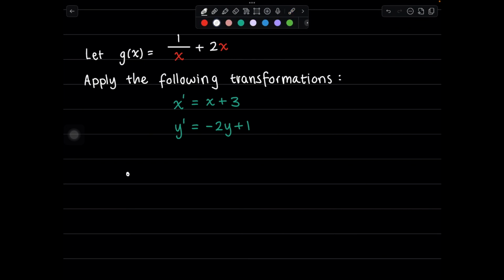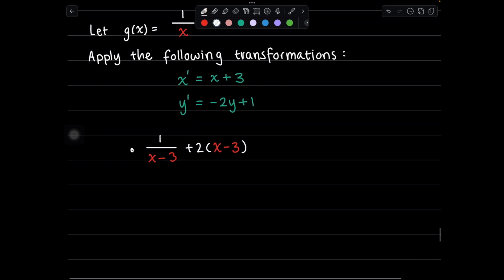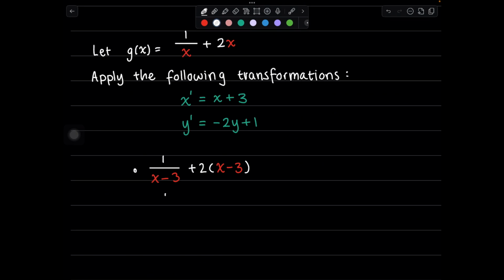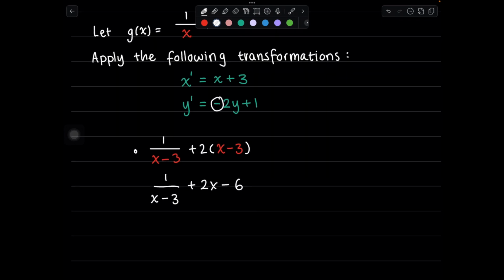Let's do our first one. It says move 3 to the right. So to apply this, all you do is replace our x values with x minus 3. Once we've done that, we can expand this and make it look cleaner. And we get that. Next it says reflect across the x-axis. And to do that, you multiply all the y values, or you multiply the entire equation by a negative.